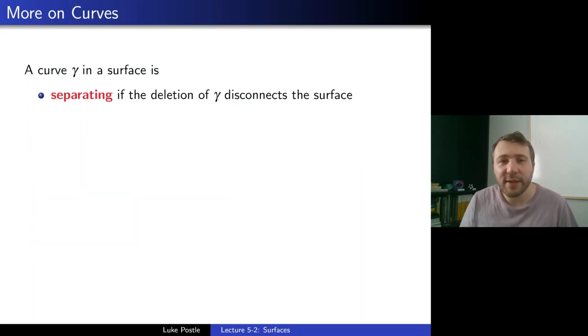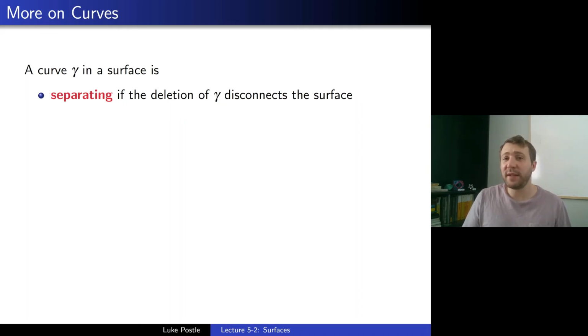Similarly, I wanted to define more about closed curves. Again, typo, that should be closed curve. A closed curve gamma in a surface is said to be separating if the deletion of gamma disconnects the surface. So you can imagine that if the curve bounded a disk, this would happen. This would happen in the sphere, but it turns out that not all closed curves are separating.